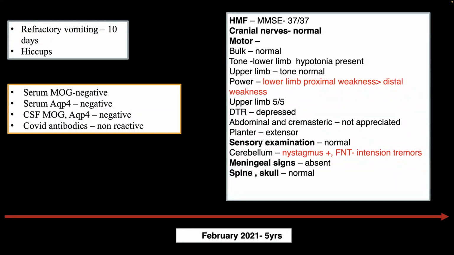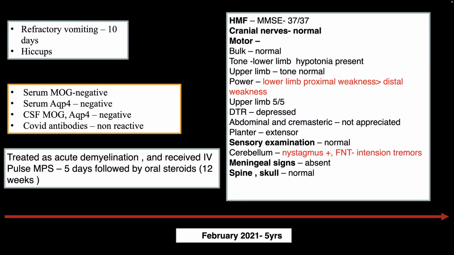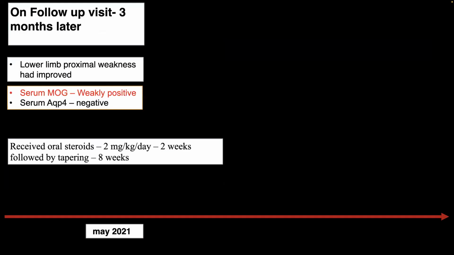It was treated as acute demyelination, and the patient received IV pulse methylprednisolone for 5 days, followed by oral steroids for 12 weeks. Then 3 months later, on follow-up visit, his lower limb weakness had improved. This time, serum MOG and aquaporin were repeated, and serum MOG came weakly positive. And he again received steroids for a total of 10 weeks.